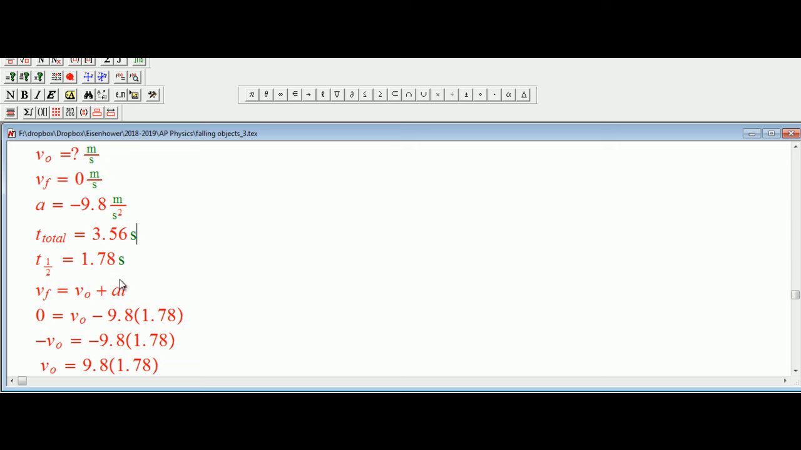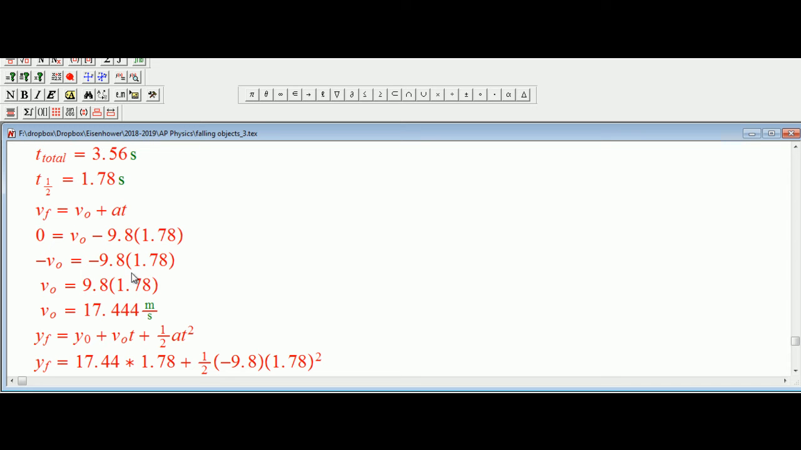Don't know which equation to use, so I'm going to start off with the baby. I have VF is 0. V naught I'm looking for. I have some A. I have some T. I'm using T half. Plug it into the equation, get the V naught by itself. I know I'm at 17.44 meters per second.